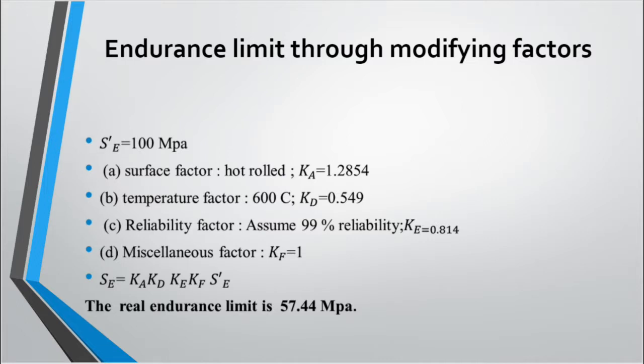So for the surface factor, it is hot rolled, temperature factor at 600 degrees Celsius, and for the reliability factor, we have assumed a 99% reliability. And for the miscellaneous factor, it is 1. So by multiplying the modifying factors by the ideal endurance limit, we have obtained a real endurance limit of 57.44 megapascal.